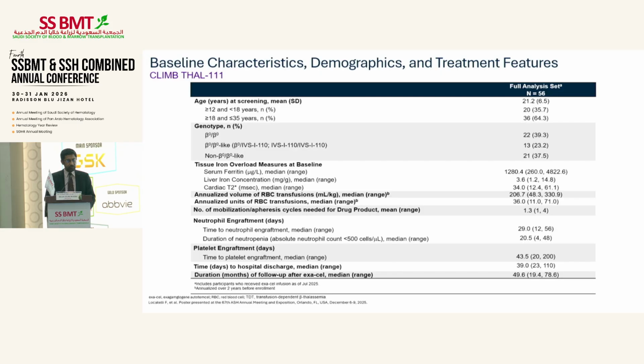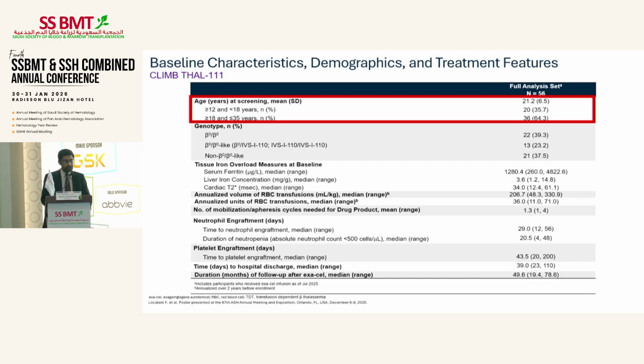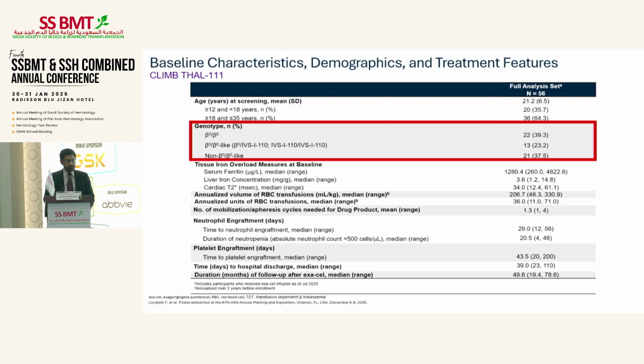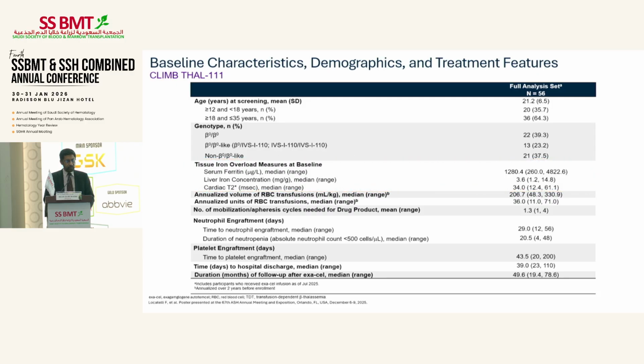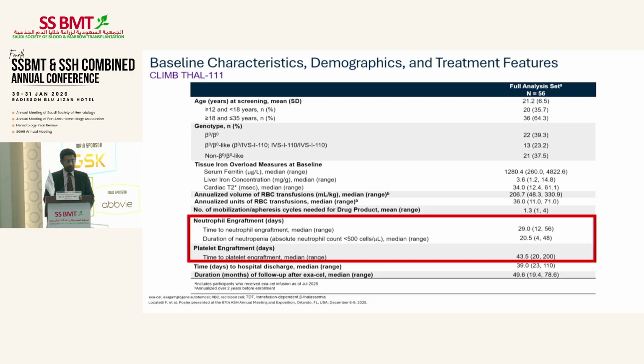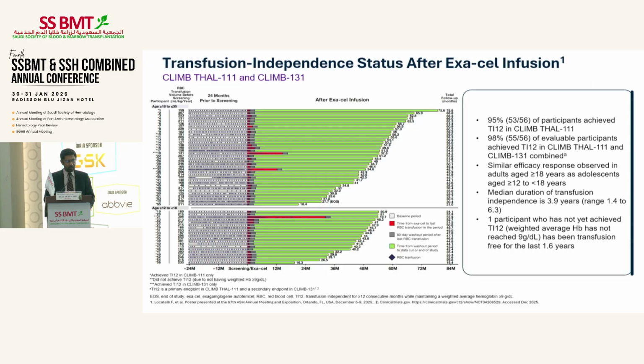This is a thalassemia patients where the same gene is being edited, and again the age is about 21 years, and it's hemoglobin beta 0, and beta 0, beta-like, the majority of the patients. Iron overload, the median iron ferritin level was about more than 1,200. And this is important. Neutrophil engraftment, again, same like 1 month.